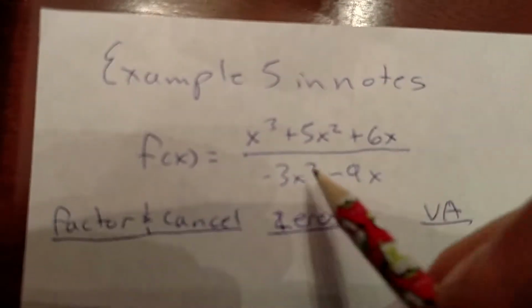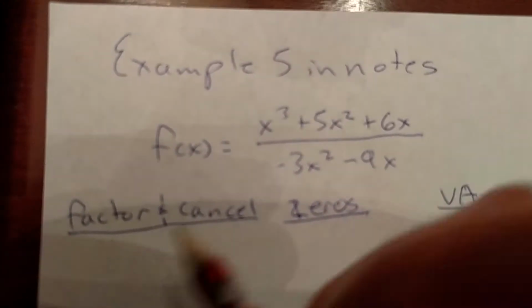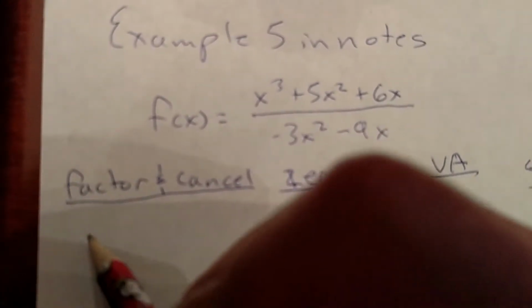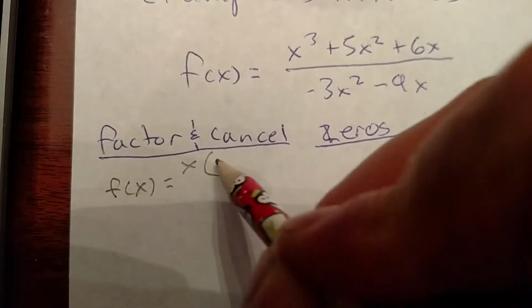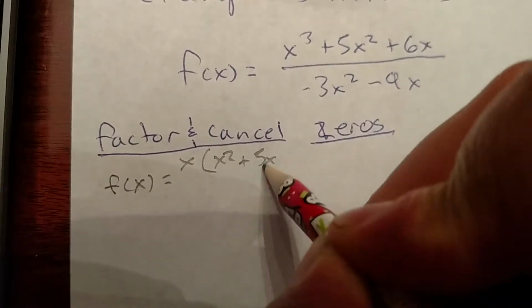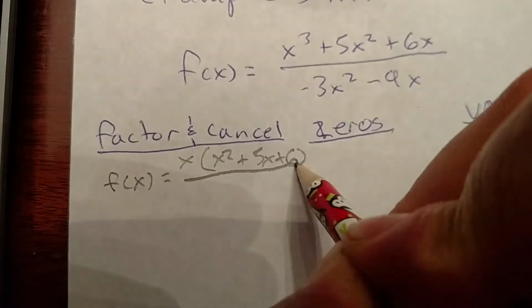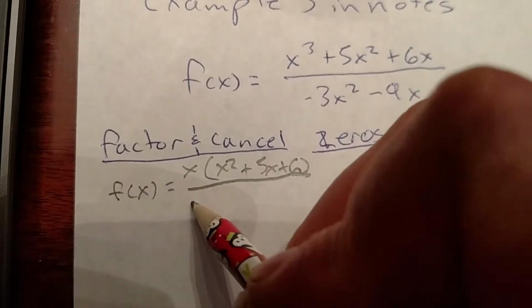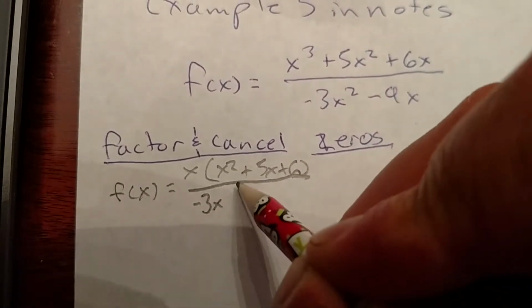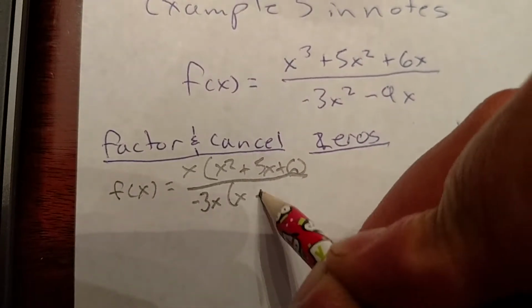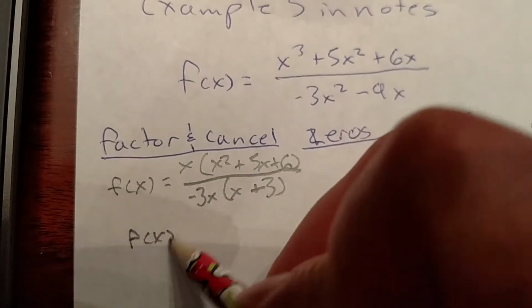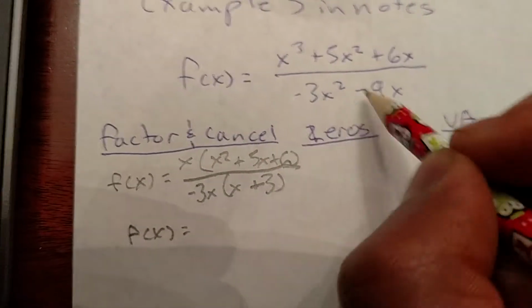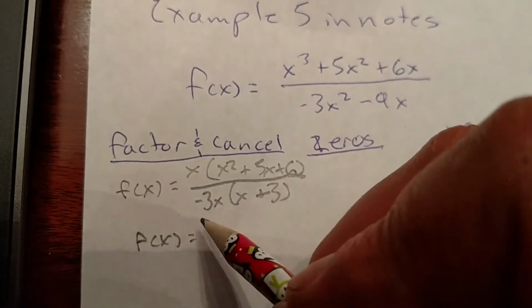All right, so here's the next example. Go ahead and write it down. Pause the video if you wish. All right, we're going to factor and cancel this. So here we go. I can take a -3x out on the bottom. Notice taking out the -3 switched the sign, so it made the signs more similar.